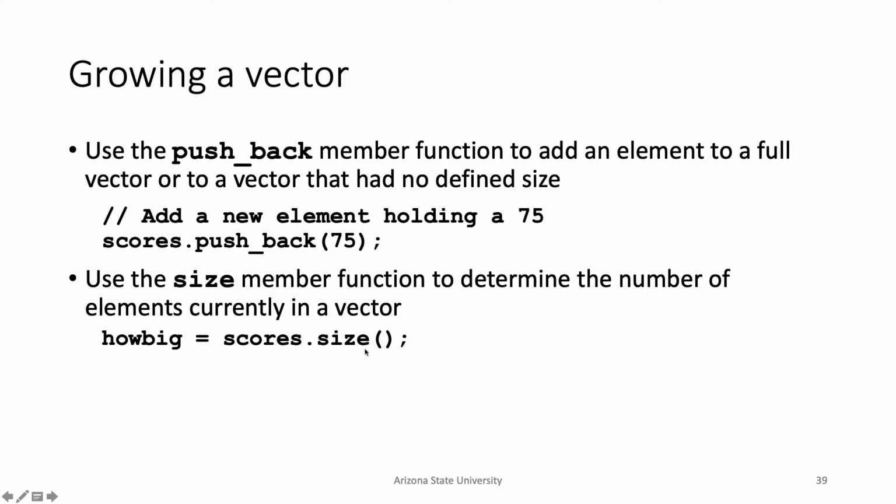If we want to know the number of elements in the vector, we just say dot size. So if scores had 10 elements before, how many does it have after push_back is called right here? 11. Because it pushes it on the back of scores. And so what would how big be after this? What value would it have? 11, yeah, because size would report 11.